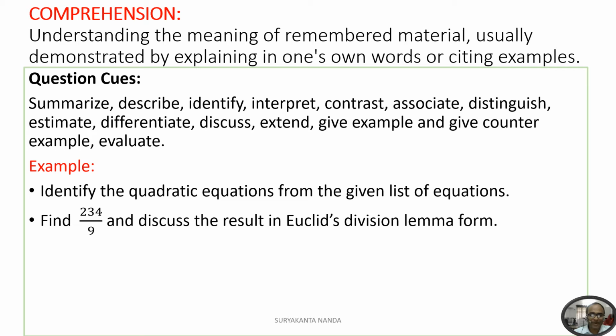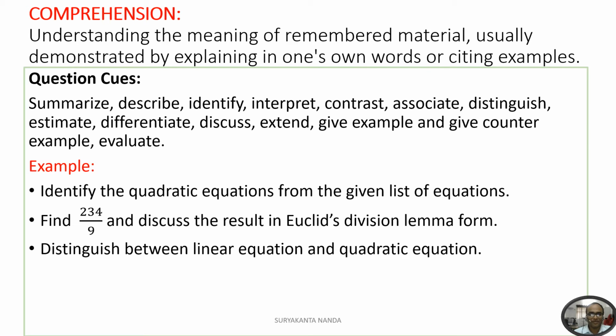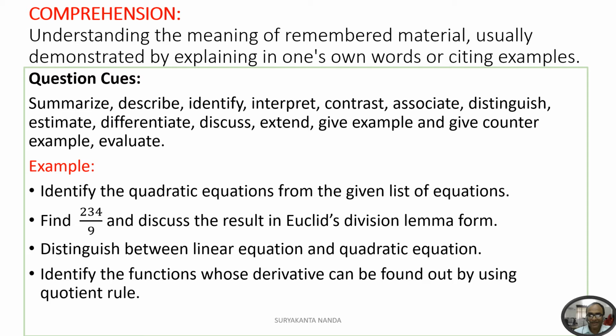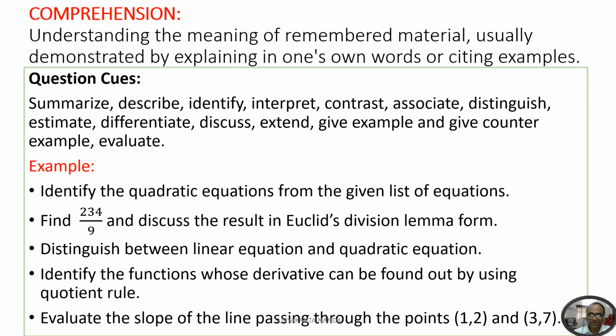Find 234 by 9 and discuss the result in Euclid's division lemma form. Distinguish between linear equation and quadratic equation. Identify the functions whose derivative can be found by using the quotient rule. Evaluate the slope of the line passing through the points (1, 2) and (3, 7). So these are the examples of questions on comprehension.